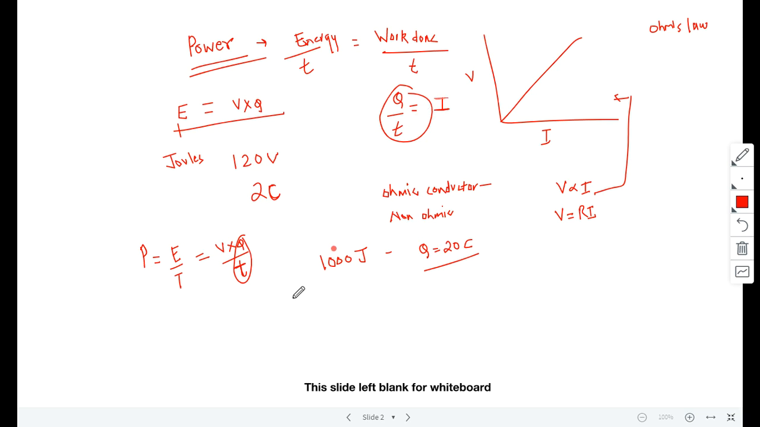Remember, I've told you the formula that connects current and charge. That's I equals Q over T. Whatever I'm writing, just keep on writing, otherwise you'll forget this. So Q over T is I. In place of Q over T, I can write I. So from here, power is equal to VI.